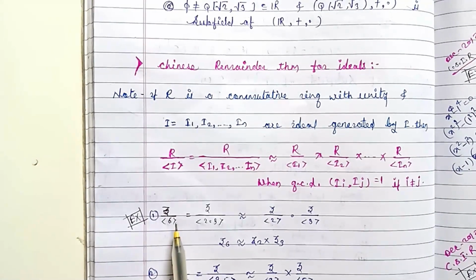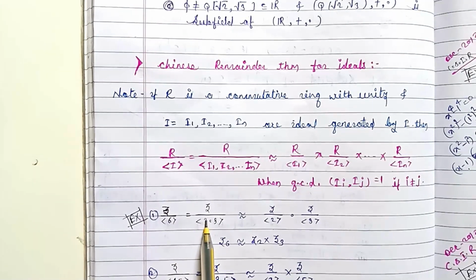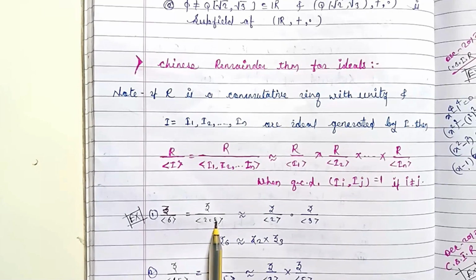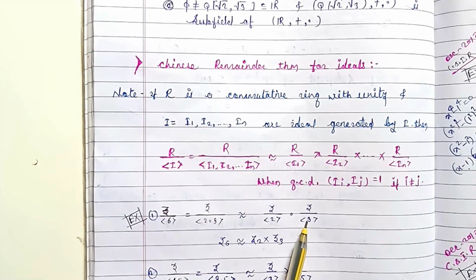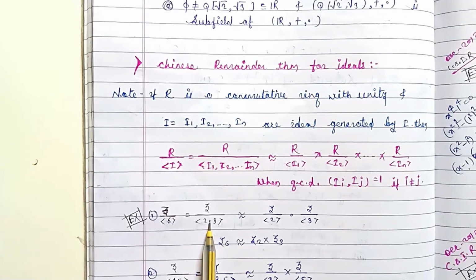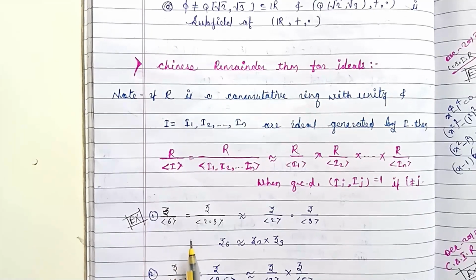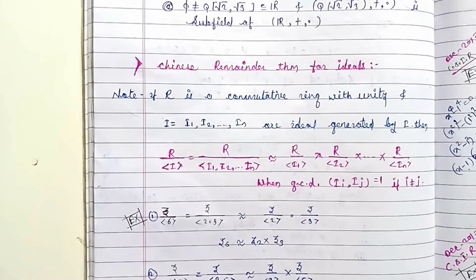Z upon the ideal generated by 6. The ideal generated by 6 can be written as the ideal generated by 2 times 3. And Z upon 2 times 3 can be written as the ideal generated by 2 and the ideal generated by 3. So this is the way I wrote it: isomorphic to Z by the ideal generated by 6, Z by the ideal generated by 2, Z by the ideal generated by n.